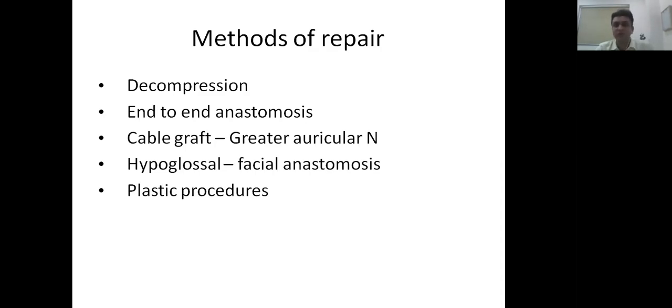Cable graft is required when the distance between the two cut ends is more than 4 millimeter. Generally, it is taken from the greater auricular nerve in the neck. Here is the greater auricular nerve area. In extreme cases, there is a lot of tissue loss of the nerve. We may have to do a hypoglossal facial anastomosis. And there are many plastic procedures actually to give a good motor appearance to the face.